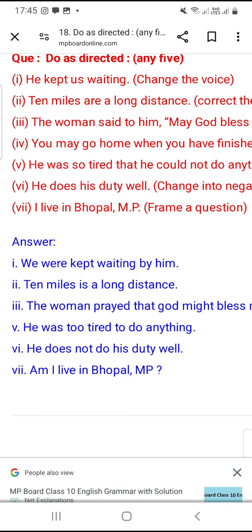For a negative sentence, "not" cannot be used directly, so we use "does not". Because he is singular, he does not. And the main verb: here you have noticed "he does" because it's a positive sentence, and in the negative sentence it is "does not". But for the main verb, the form "does" is changed to "do", so: he does not do his duty well, right?